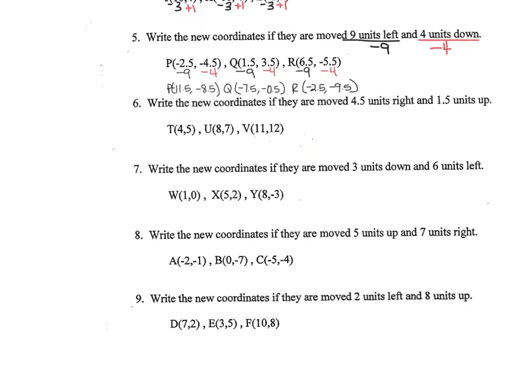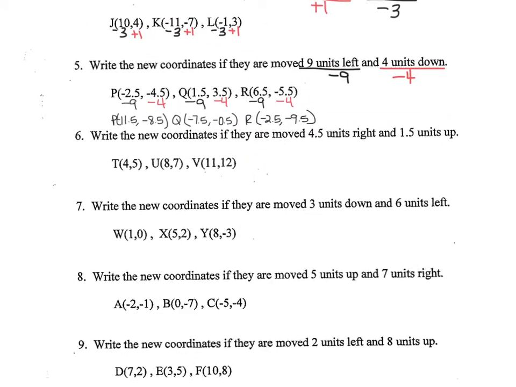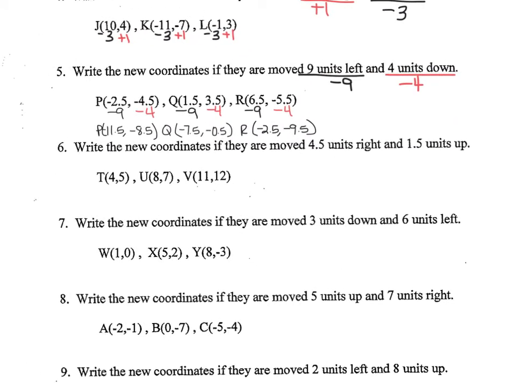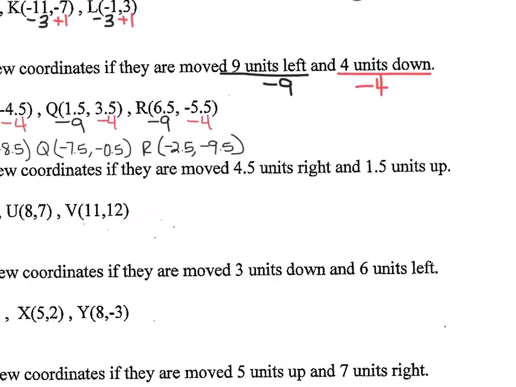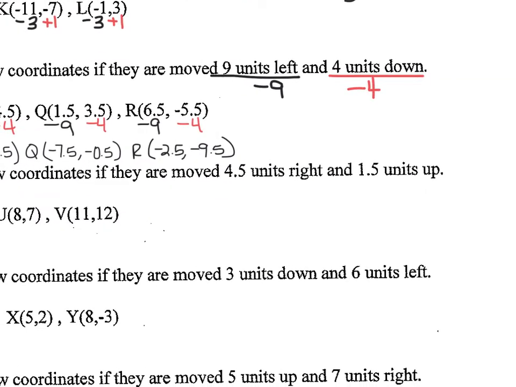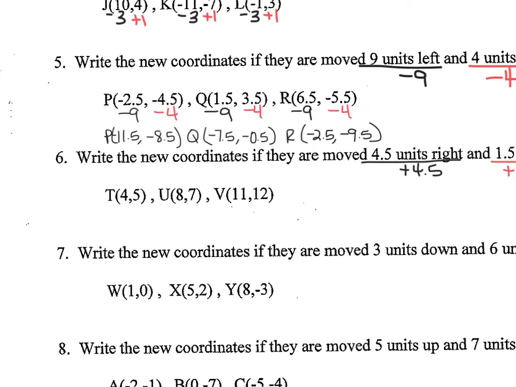I'm going to work out 6, and then I'll just kind of refer to these on the next few instead of working them out. But the decimal kind of tripped some people up today. So number 6, 4.5 units to the right. If we're going to the right, those are your positive numbers. So we are going to say plus 4.5. And if we go up, that's your positive numbers on the y value, so plus 1.5. So x values plus 4.5.